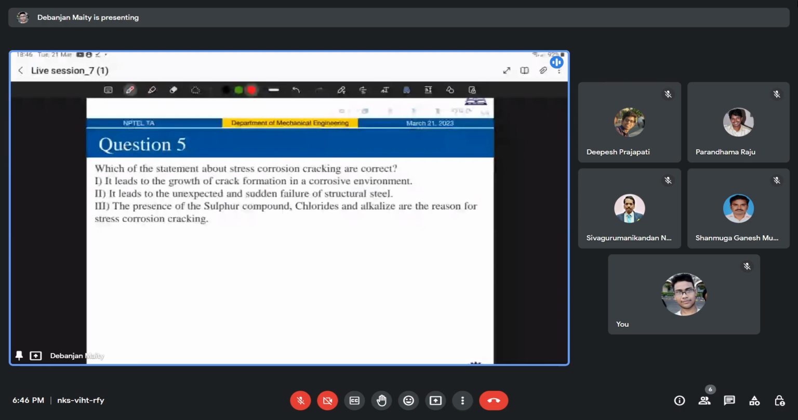Okay. So now coming to some concepts regarding stress corrosion cracking. What happened during stress corrosion cracking? Before that, can you tell me what is the correct one? Here it says that it leads to growth of crack formation in a corrosive environment. Of course, this is true. Leads to unexpected failure, and this is also true. And the presence of some chemical compounds like sulfur, chloride or some alkaline element is the reason for stress corrosion cracking. This is also true.